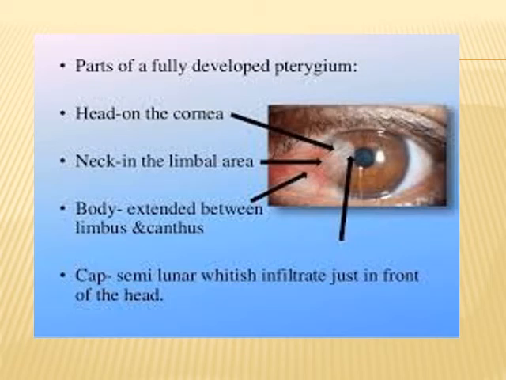So these are the parts of pterygium. The head of the pterygium is present on the cornea, the neck is present in the limbal area, and the body extends between the limbus and the canthus over the scleral part. The cap is a semilunar whitish infiltrate just in front of the head of the pterygium. Also, we can divide types of pterygium depending on the distance from the limbus. Type 1 is just touching the limbus, type 2 is between the limbus and the pupillary margin, type 3 is on the pupillary margin, and type 4 if it crosses over the pupil.